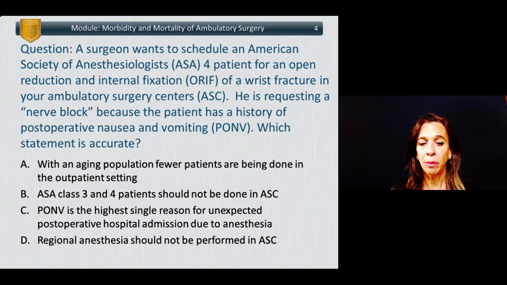A, with an aging population, fewer patients are being done in the outpatient setting. B, ASA Class 3 and 4 patients should not be done in ambulatory surgery centers. C, post-op nausea and vomiting is the highest single reason for unexpected postoperative hospital admission due to anesthesia. Or D, regional anesthesia should not be performed in an ambulatory surgery center.